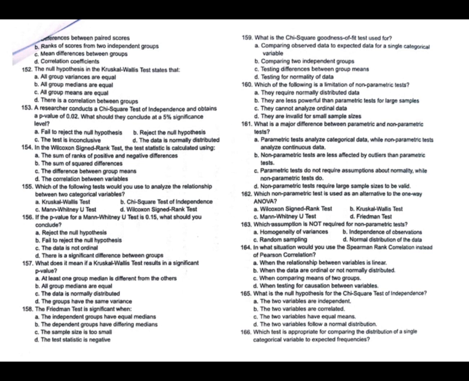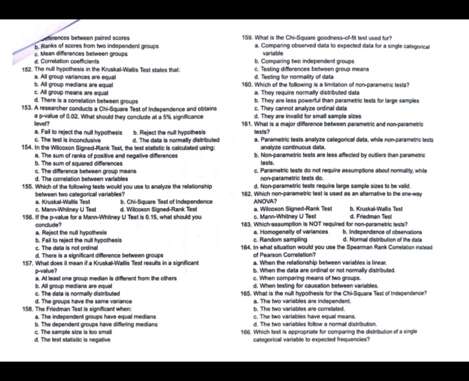Random sampling. 156. In what situation would you use a Spearman rank correlation instead? This is used when the data are ordinal or not normally distributed. What is a hypothesis for the chi-square test of independence? So the answer is letter A. The two variables are independent.